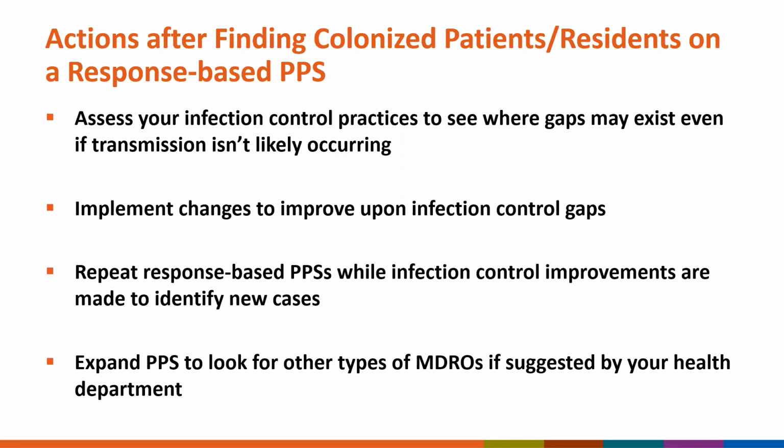In addition, identifying an outbreak means you'll have to work on infection control improvements, which is always a good thing. And this is something you should consider doing even if there is no transmission identified, to help prevent outbreaks in the future. You'll also likely be asked to perform more PPSs in the future, especially after infection control improvements are made. These follow-up PPSs may serve as a marker that spread of the MDRO within your facility has slowed or stopped. And last, seriously consider expanding your PPS to look for other MDROs if suggested by your health department, as they have a sense of what additional threats your facility may be facing.